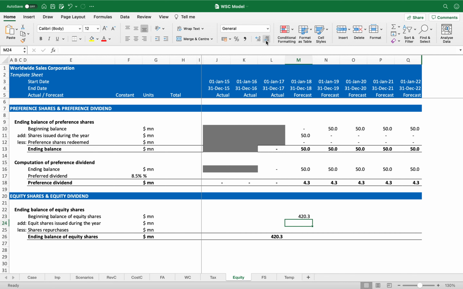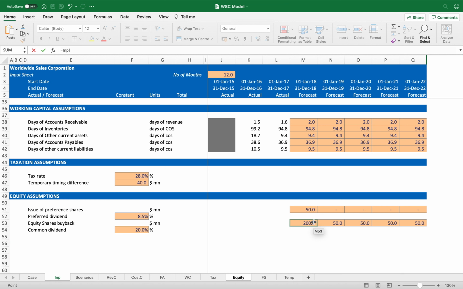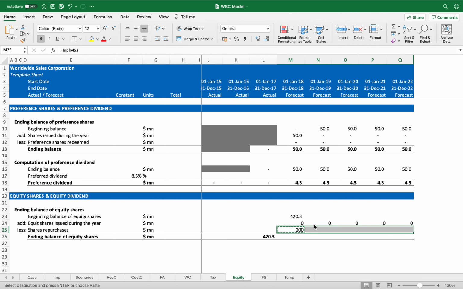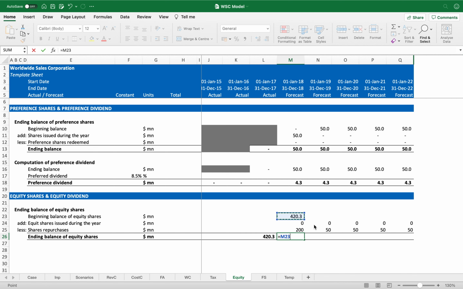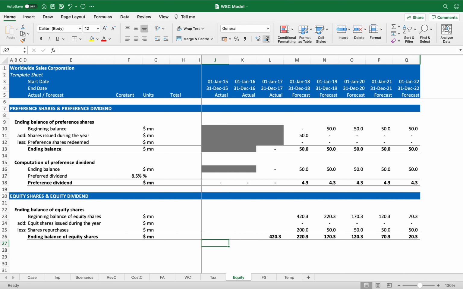Do we have any equity shares issued during the period? No. Do we have any share repurchases? Yes, we do. So, 200 million. And the formula for ending balance: opening plus issued minus repurchases, ending. Complete till this point. This will give me the ending balance of equity shares.